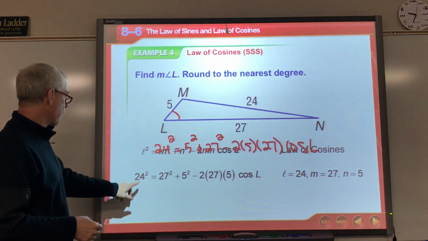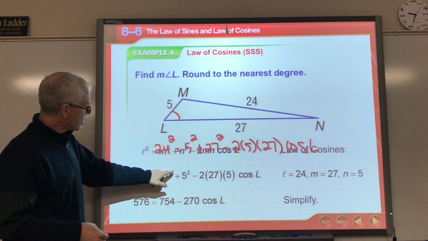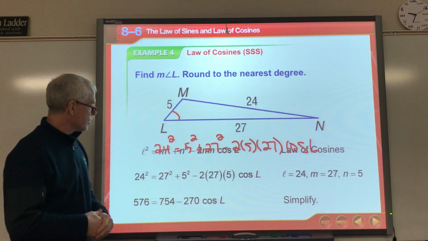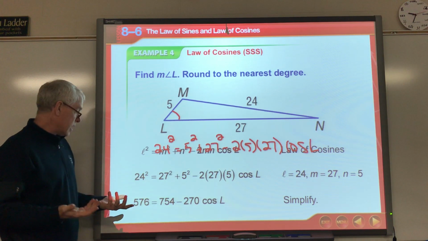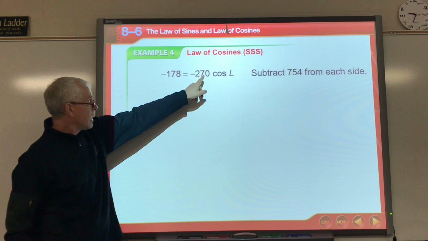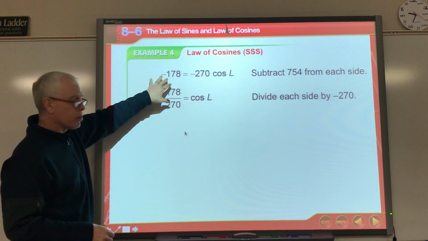So think about how we're going to do this. We can go ahead and square some of that stuff, right? 24 squared, 27 squared plus 5 squared is that 754. 2 times 5 times 27 is the 270. Now I need to isolate this, right? I've got to subtract the 754 from both sides. I have to divide by negative 270. Okay, so this is a number, whatever that is.